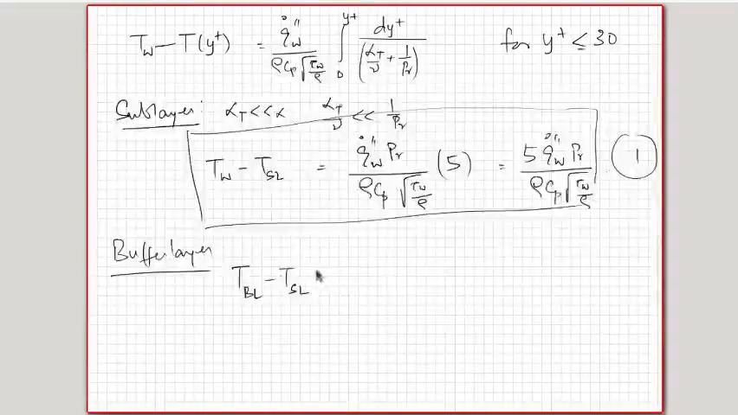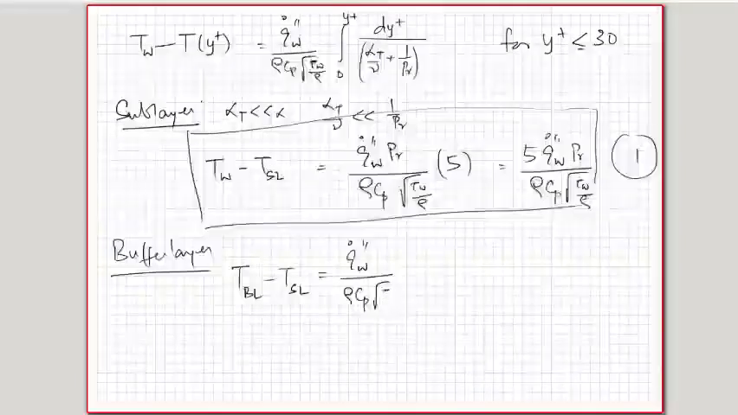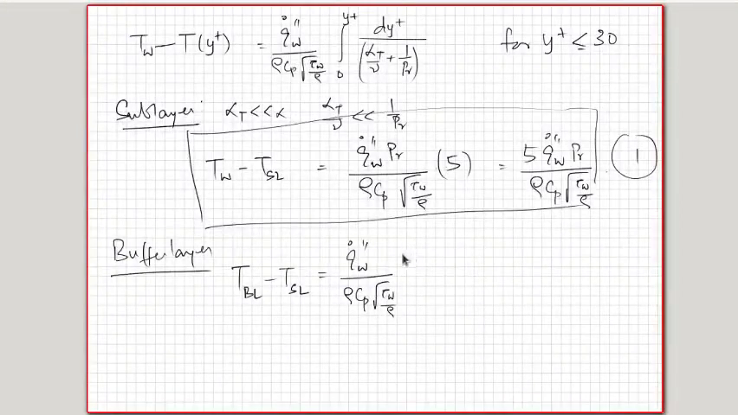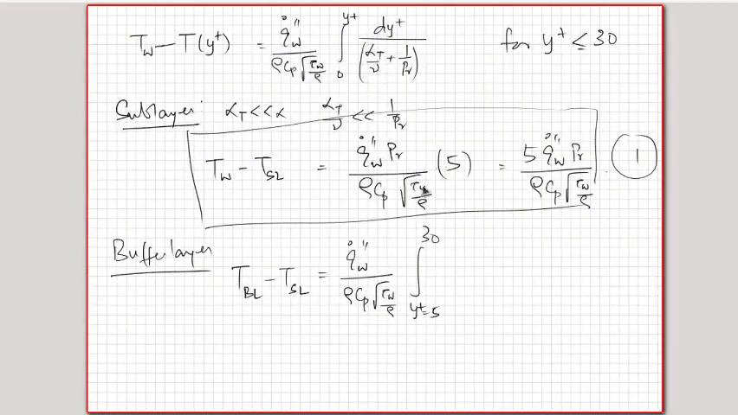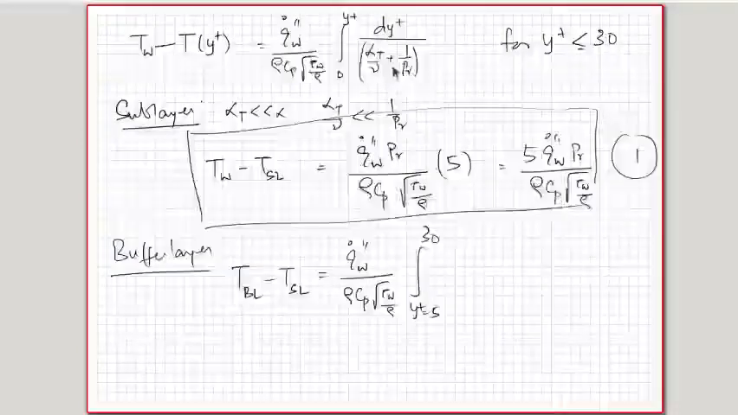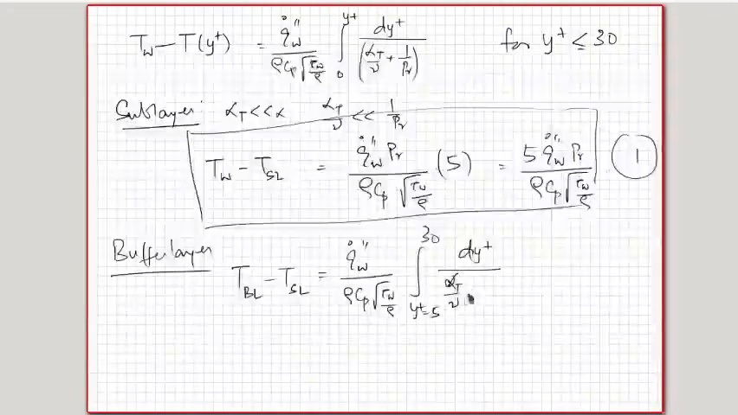Okay, and this would be equal to q dot double prime wall divided by rho cp square root of tau wall by rho multiplied by integral from y plus equal to 5 to 30. And what do you get here? These two terms will be of similar order of magnitude, so neither can be actually neglected. So you will have dy plus divided by nu t by alpha t by nu plus 1 by Pr.